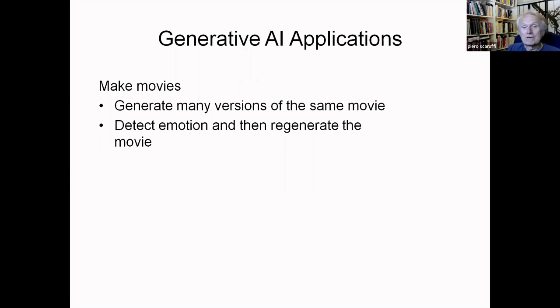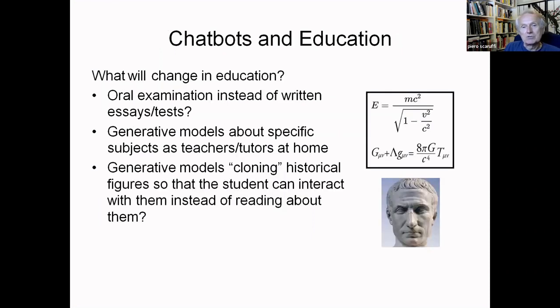Incidentally, it could also generate many versions of the same movie. Once you give the text, it generates through a number of steps. It generates the movie, and then if you ask again, it will generate a different movie. I can see at some point that it could detect emotions. If you could see my face, so it could detect my emotion. Do I like it or not? And then regenerate the movie based on that. So this could be definitely an application.